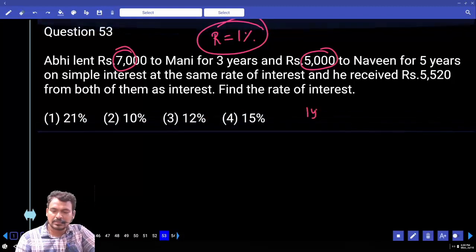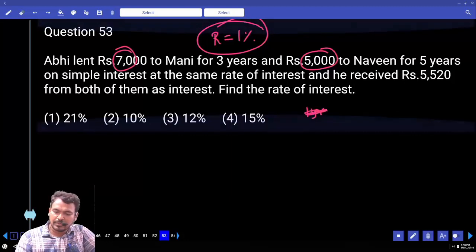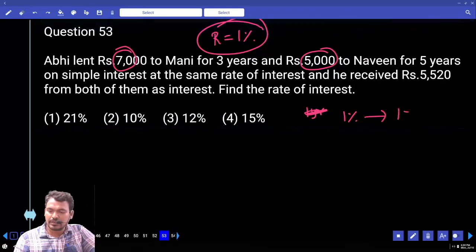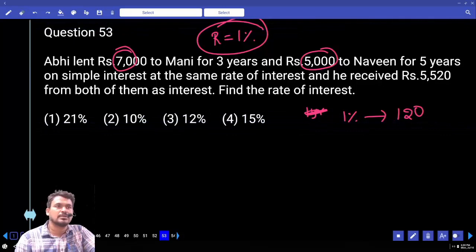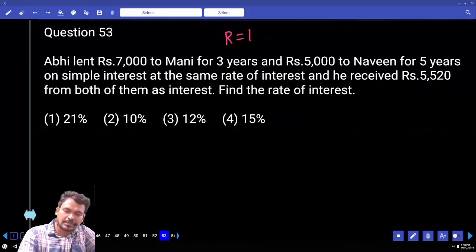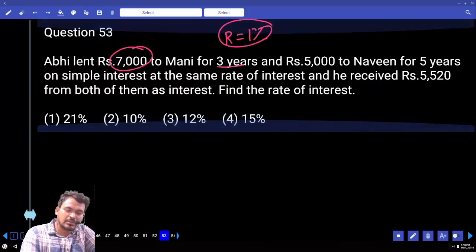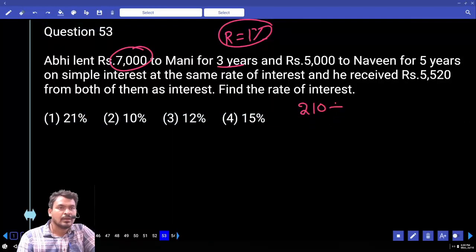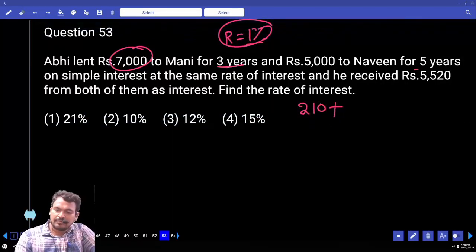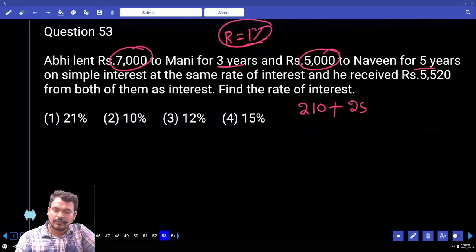What is the 1 year interest? 120. If the rate is 1%, the interest value is 120, for 1 year. In one case it is 3 years, in another case 5 years. Both cases different time or same time? Different time. That's why we took R equal to 1%. First case 1% for 3 years means what is the interest? 3%. 3% of 7,000 means 210. Next 1% for 5 years. What is the interest? 5%. 5% of 5,000 means 250.